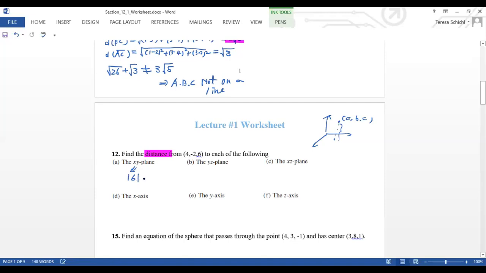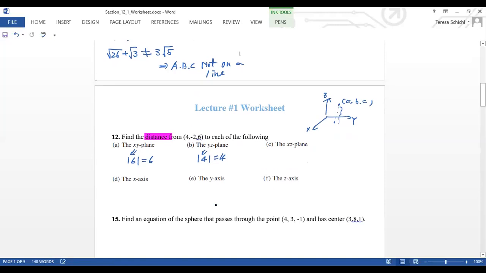So that means I know this is the 6. How about to the YZ plane? So this is X, this is Y, this is Z. So YZ plane, so it means go to here. So what happens here? That means the X has to be, so the distance is what? It's the 4, right? So it's the X coordinate, so it's a 4. Okay, so now you can finish the remainings here.